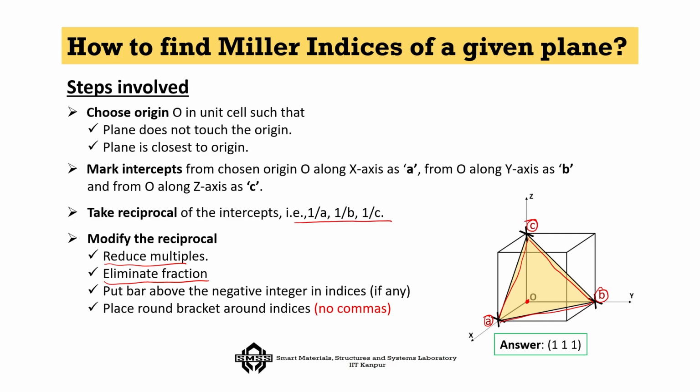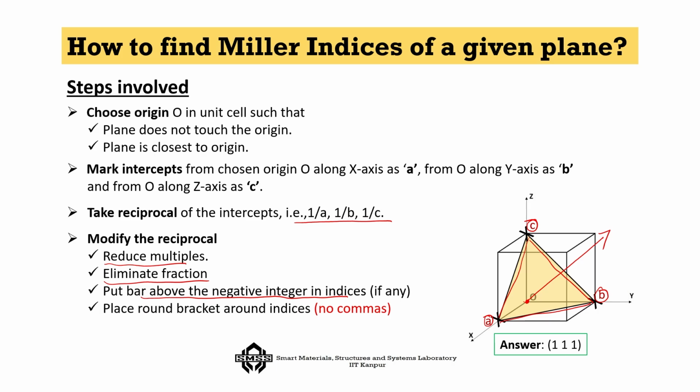So, finally, you multiply it by a common multiplier and then eliminate the fraction, put a bar above the negative integer if there is a negative one. Let us say the plane is on this side, this is the positive side. So, anything on this side is negative. Then it would become 1 bar, 2 bar, 3 bar, etc. Place round brackets around the indices, because I already told you that the round bracket will always indicate that particular plane's Miller index, with no commas.